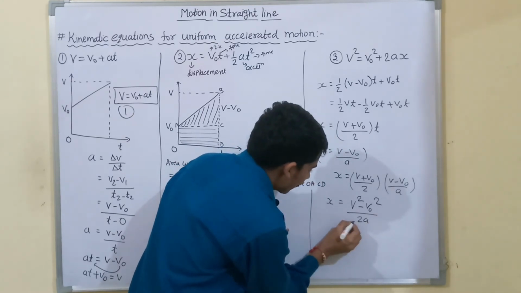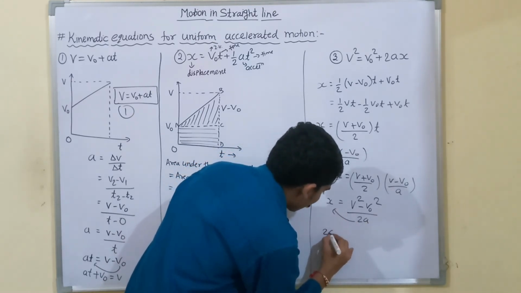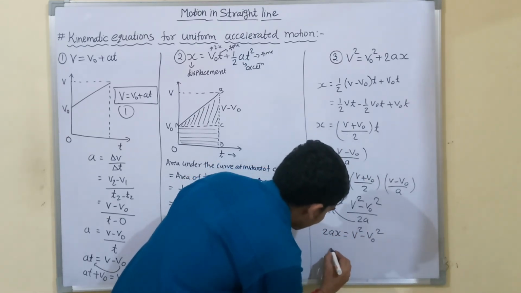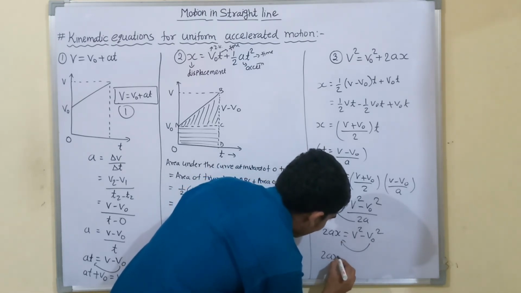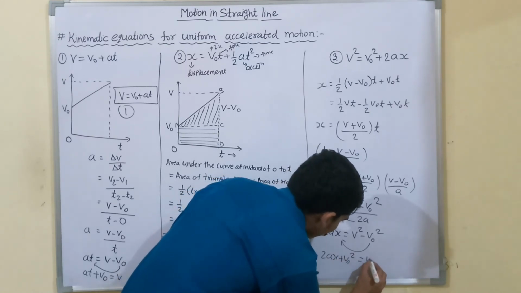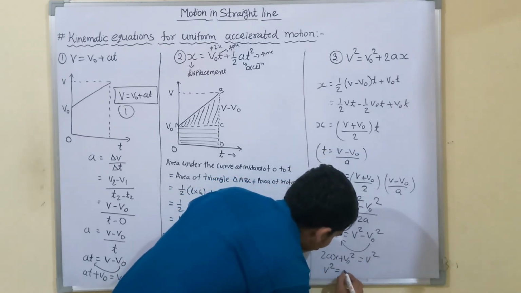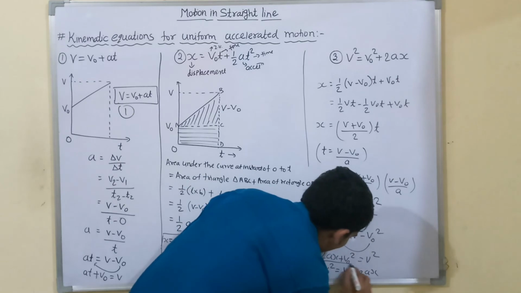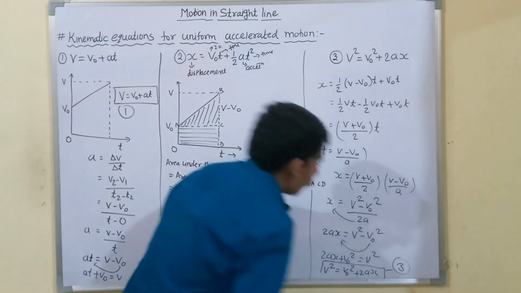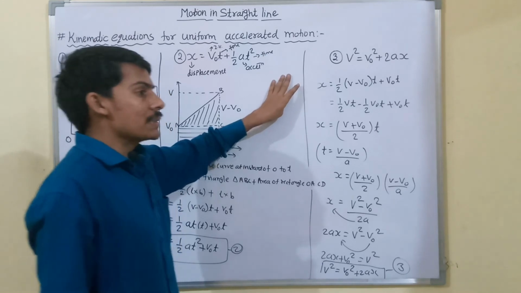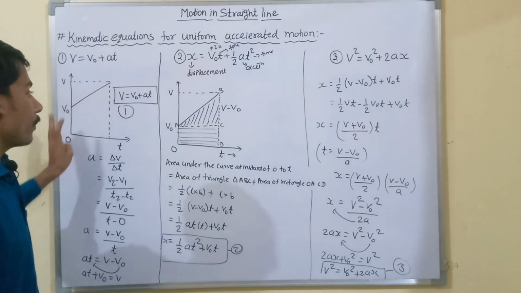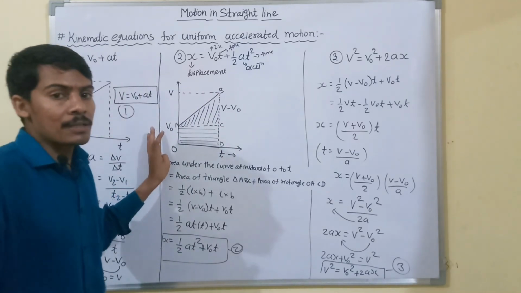Now transferring, that is 2ax equals v square minus v naught square. Then take v naught square to the other side: 2ax plus v naught square equals v square. Then v square equals v naught square plus 2ax, and this is our equation number 3. Now we have solved these 3 equations of motion for uniformly accelerated motion from the graph. Okay, so thank you for watching this video.